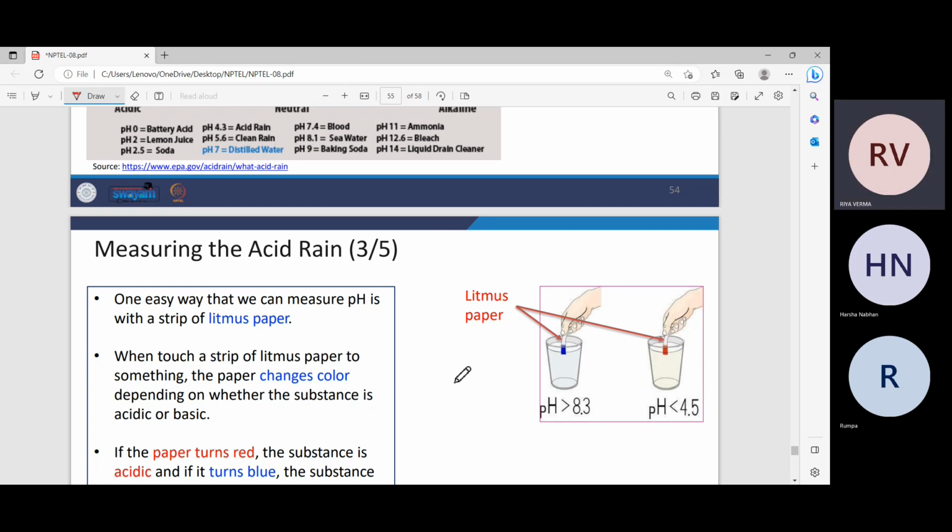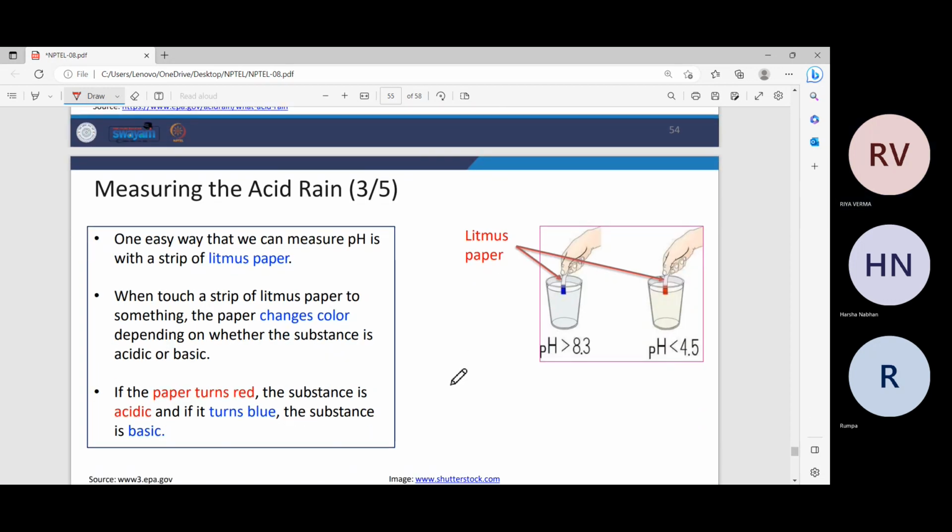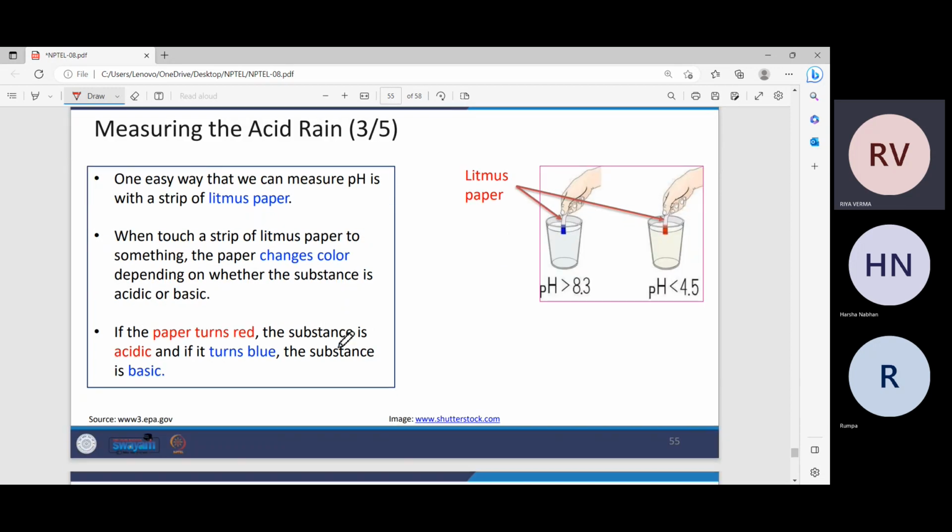We have litmus paper. We have two colors of the litmus paper, and it depends on how the color changes, whether the substance is acidic or basic. That can be observed with the change in the color of the paper. So if the paper turns red, then it shows that the substance is acidic, and if the paper turns blue, then it shows that the substance is basic in nature. So red is for acidic and blue is for basic.